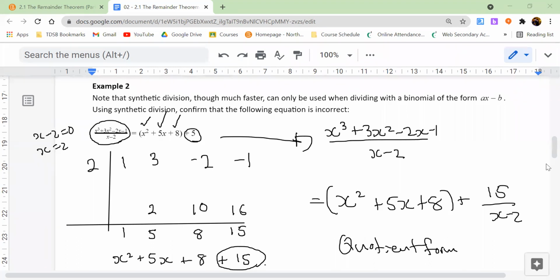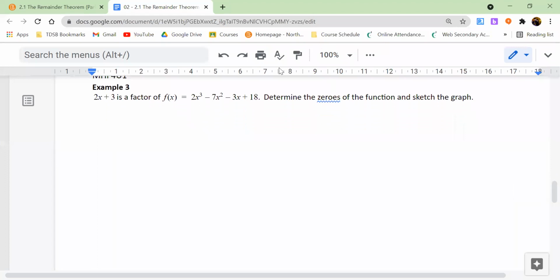It's clear. Here's a question where 2x plus 3 is a factor. So this time the root is actually a fraction.